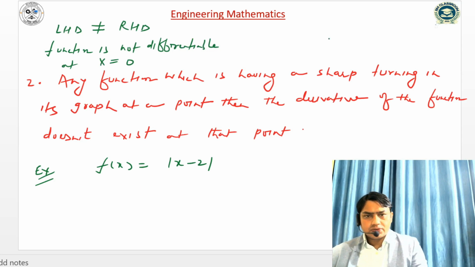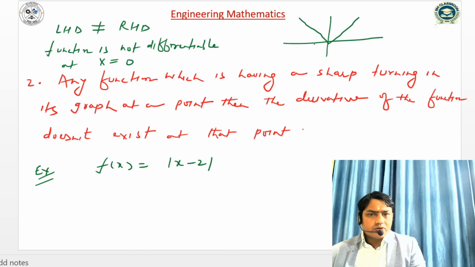If I draw the graph of y is equal to mod x, so this is the graph of y is equal to mod x. So it is continuous from minus infinity to plus infinity, but not differentiable at this point, when x is equal to 0. Any function which is having a sharp turning in its graph at a point, then the derivative of the function does not exist at that point.